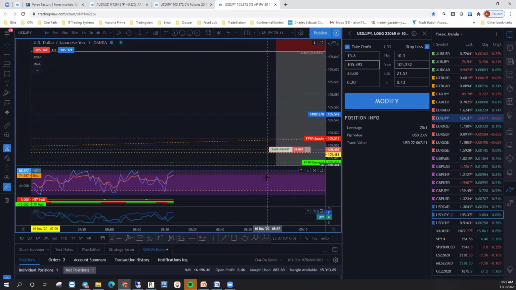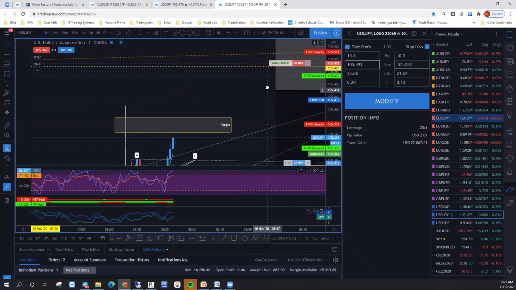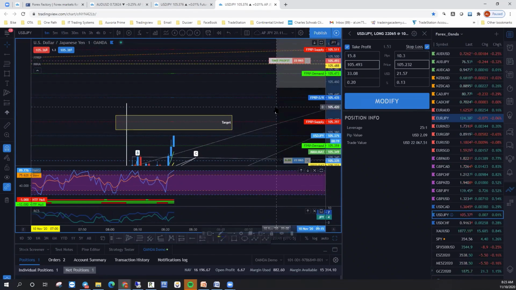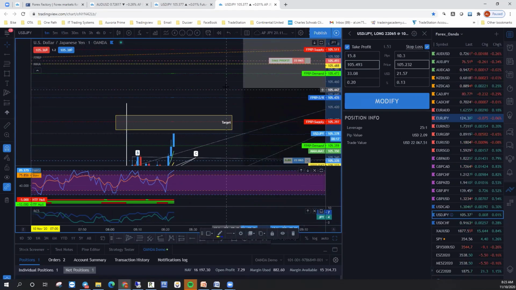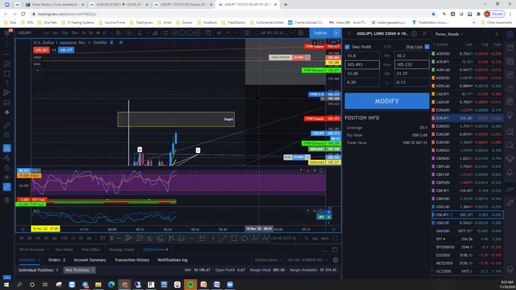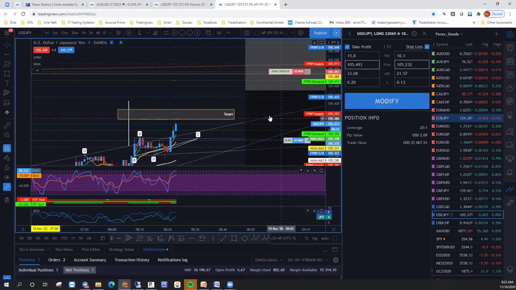But this looks like a good trade, guys. I'm pretty happy about it. Let's slide this over here. Actually, I'm going to sit here for a couple more minutes. I don't want to exit a trade while we're... This looks like it might go.